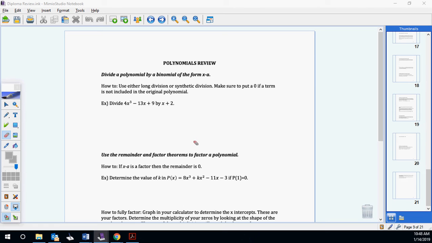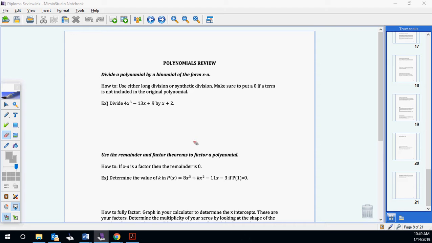Day 3, polynomials we're going to focus on. First thing we're talking about is how to use the binomial form of x minus a, so how to use your long division or synthetic. Make sure you put a 0 if the term does not include the original polynomial. So we're still going to focus on synthetic.